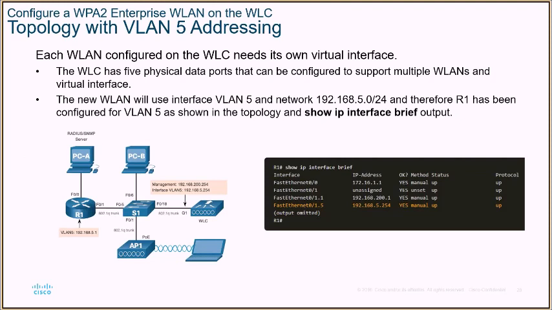So each wireless LAN configured on the wireless LAN controller needs its own virtual interface. So the wireless LAN controller has 5 physical data ports that can be configured to support multiple wireless LANs and virtual interfaces. The new wireless LAN will use interface VLAN 5, and of course that's its addressing. Therefore, router 1 has been configured for VLAN 5 as shown in the topology, and so here we are there. So we've got a subinterface 1.5, and then that's the router's IP address, and it's all up and happy. So of course that's here.